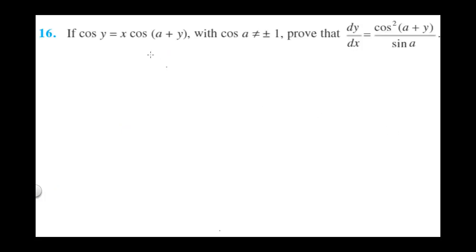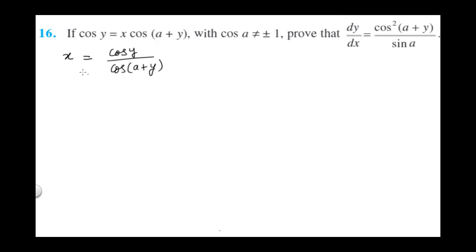In question number 16, we have been given cos of y equals x times cos of a plus y, and we have to prove dy by dx equals cos square a plus y divided by sin a. So as you see, cos square a plus y is there, that we can get if we use the quotient rule. Just to see here, one way to solve is x equals cos of y divided by cos of a plus y, right? We can use this.